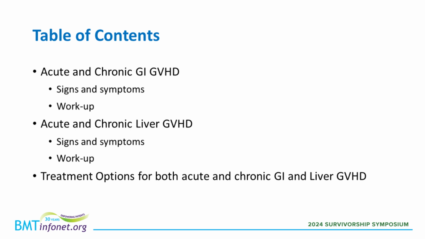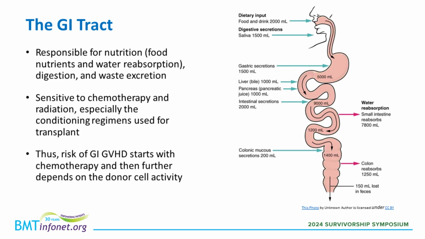We'll first review acute and chronic GVHD of the GI tract, signs and symptoms, and how this might be diagnosed. Then we'll do the same for acute and chronic liver graft-versus-host disease. And lastly, we'll review treatment options, which are the same regardless of which organs are involved, but we will cover the responsiveness of each of these drugs that I'm going to be discussing forthcoming.